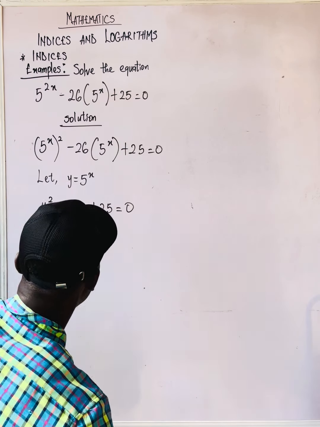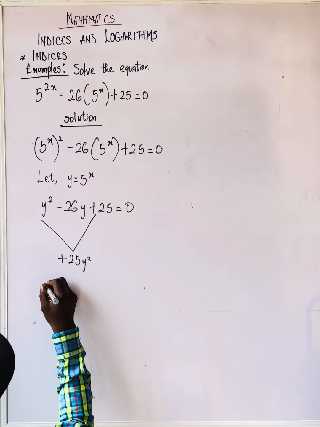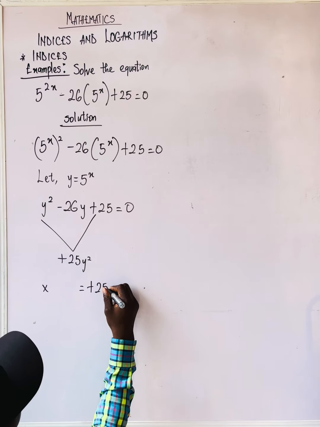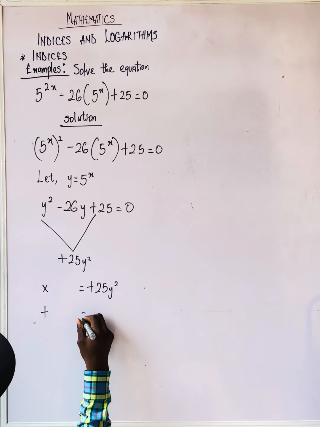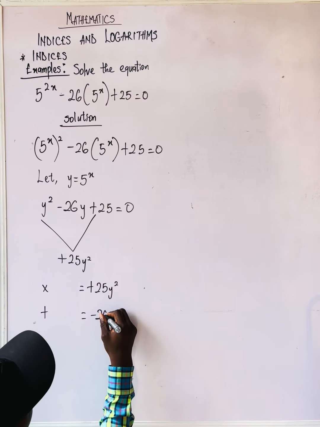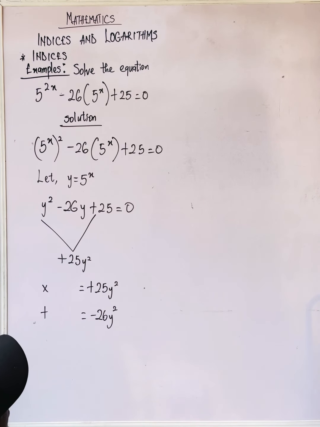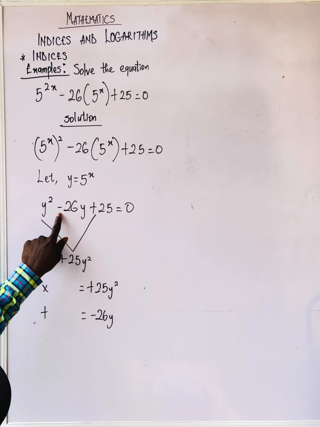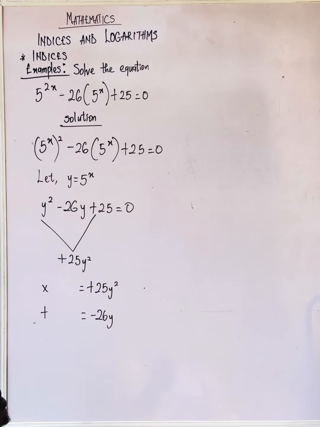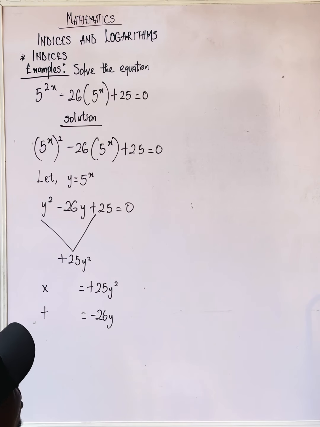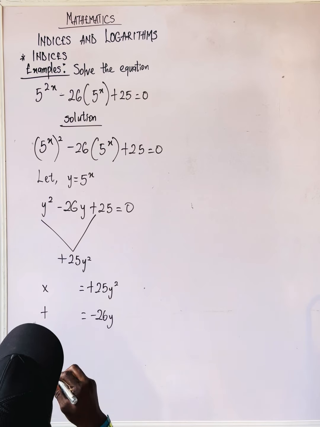So we look for two numbers. When we multiply the two numbers, it will give us the one we took with the arrow, which is plus 25 y squared. And when we add the same two numbers, it will give us the one at the middle. Don't forget you have to take it with the sign: minus 26y. So what are the two numbers we can use, that when we multiply give plus 25 y squared, and when we add give minus 26y?